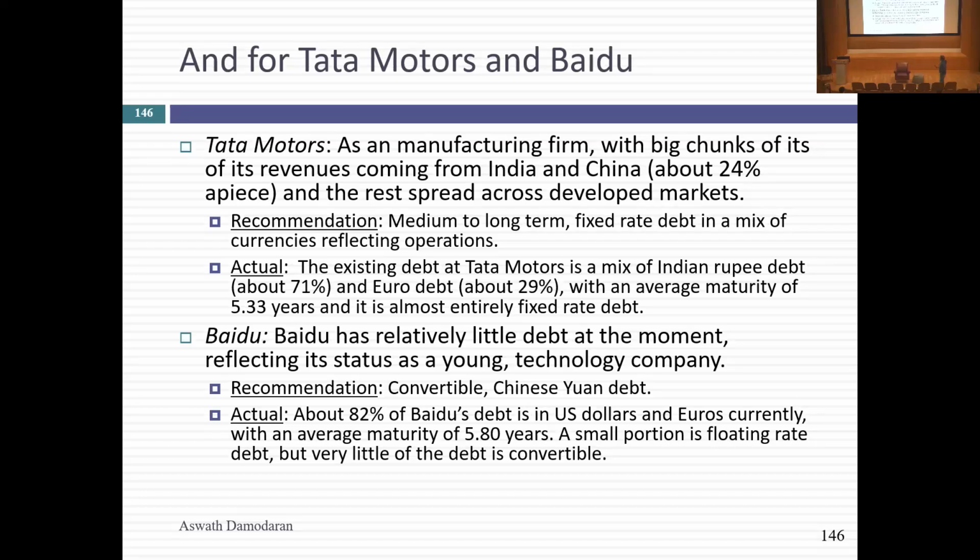And finally, in Baidu, this is my only company where I'd expect to see convertible debt because it's a growth company. And given that they get almost all of their revenues in China, I would expect the debt to be in yuan. Their actual debt is fixed rate debt. It's outside China. It's in a foreign currency. So this is the one company where there's a clear mismatch between what I'd expect to see.